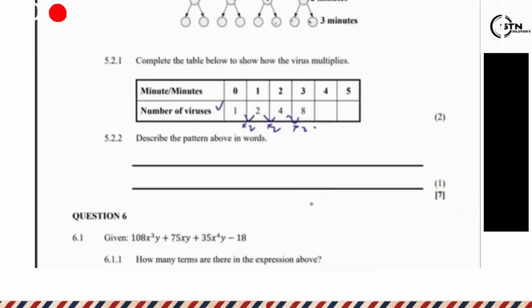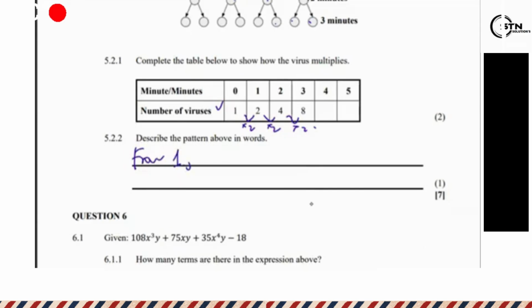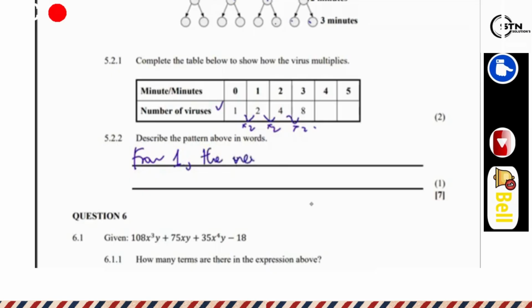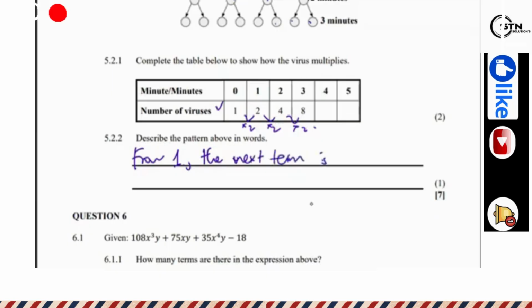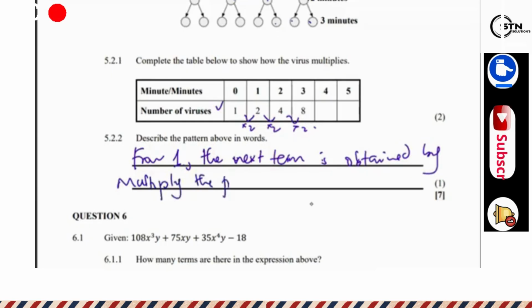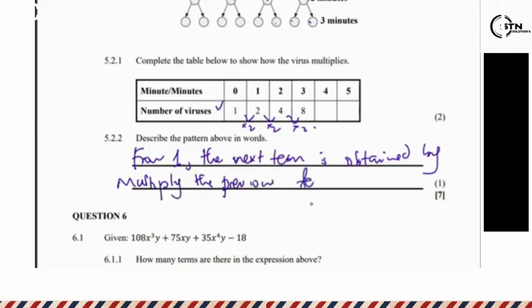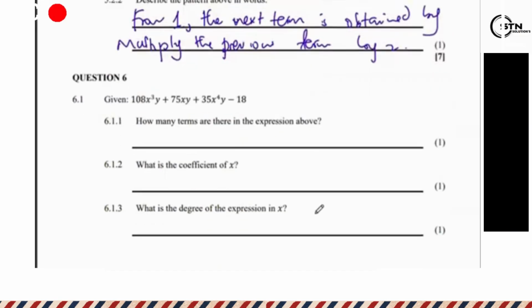So describe the pattern in words. We can say that from 1, the pattern increases by multiplying the previous term by 2 to obtain the next term. So the next term is obtained by multiplying the previous term by 2.